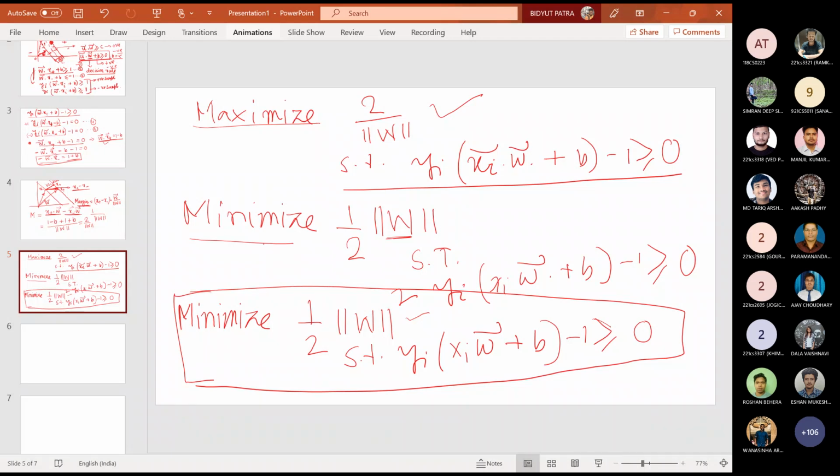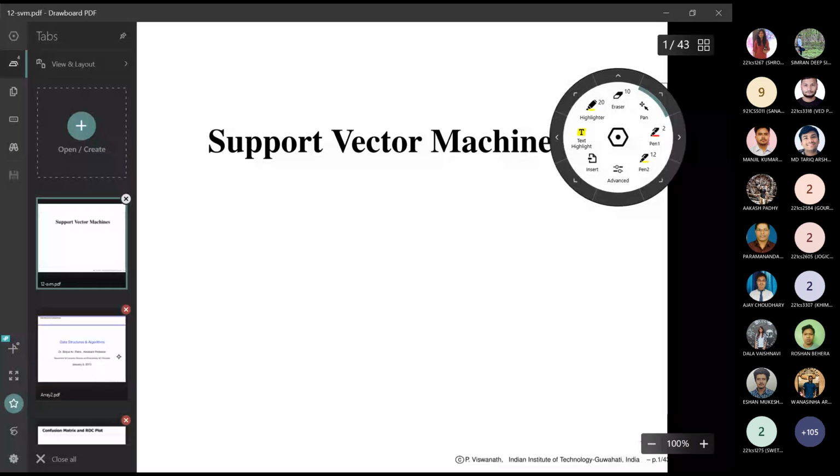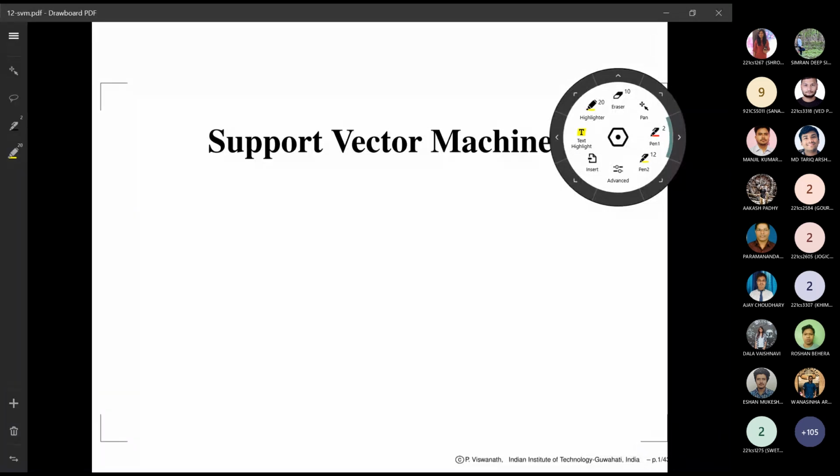I will use a slide where it is directly written, so I'll go through that slide. I think the slide is visible to you. Let's see whether this PDF is something different, whether all are visible or not.